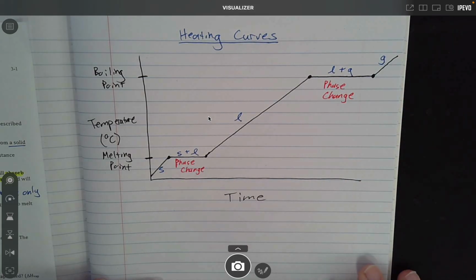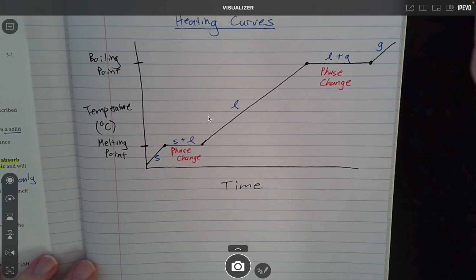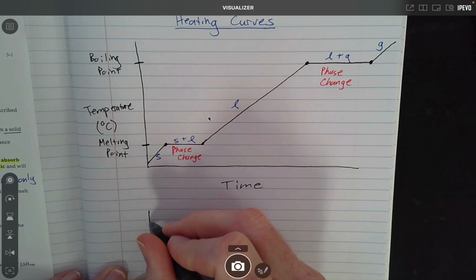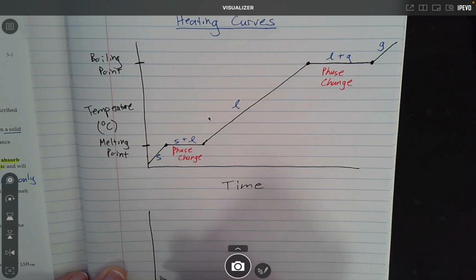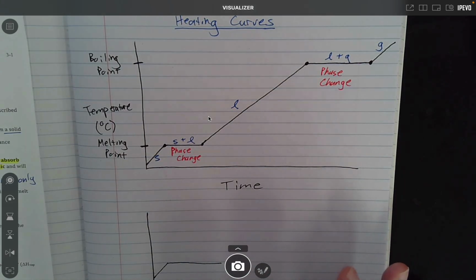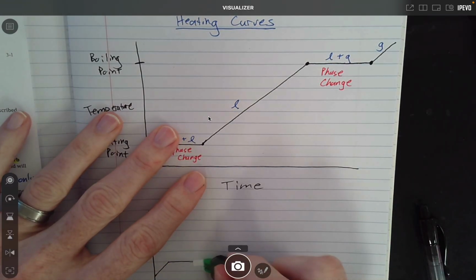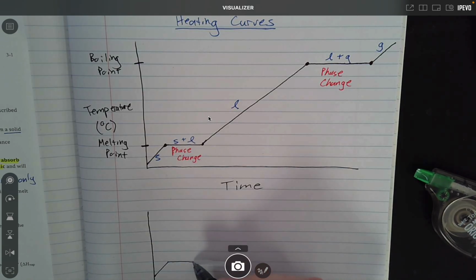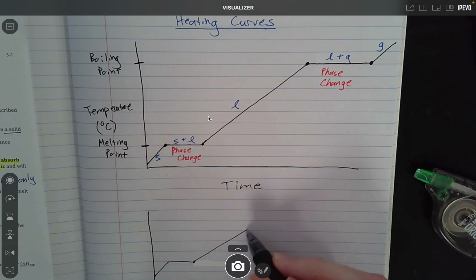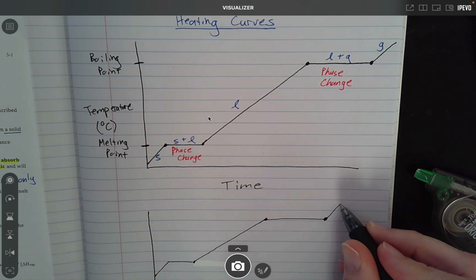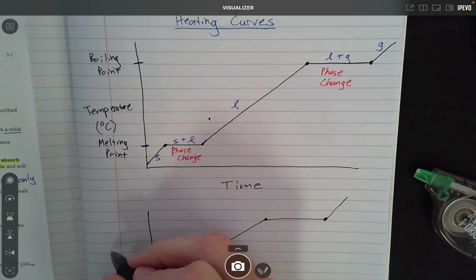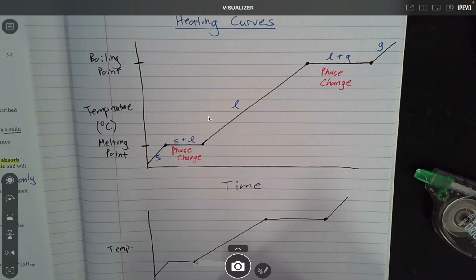All right, very nice. Now I'm going to draw one more time because I don't want it to be too messy. And I'm going to try to draw it right here. And I want to draw kind of the same thing. Oh, I drew that way too long. Okay, so again, we're going to have temperature and time.